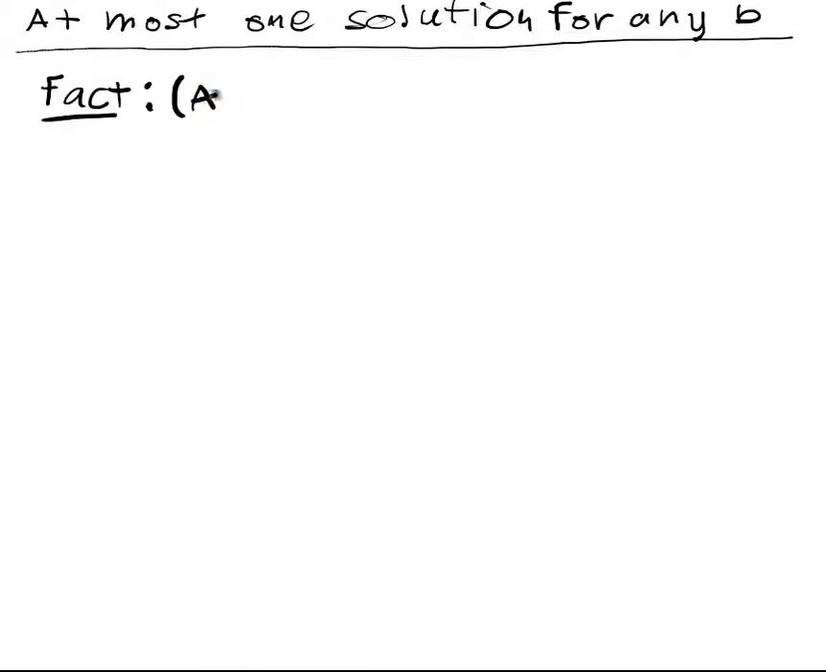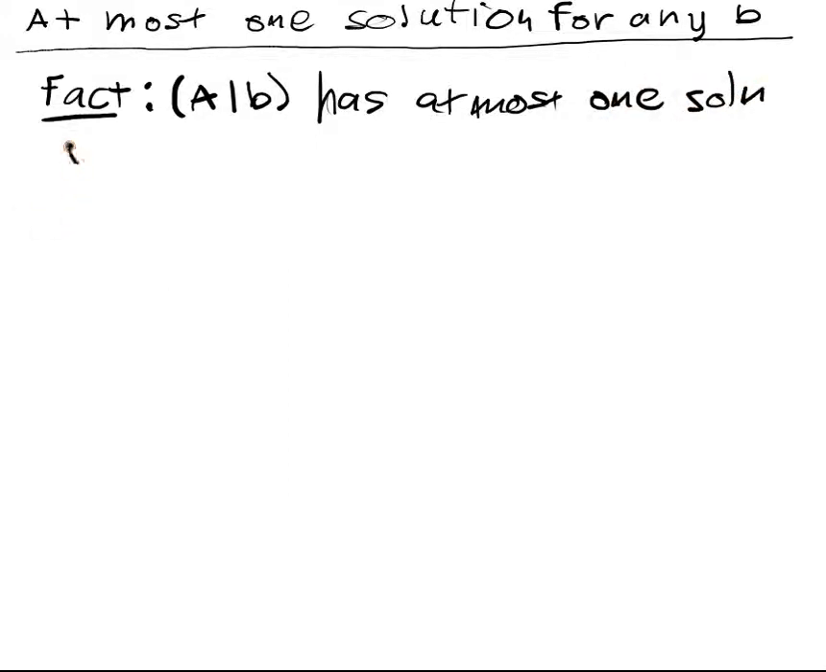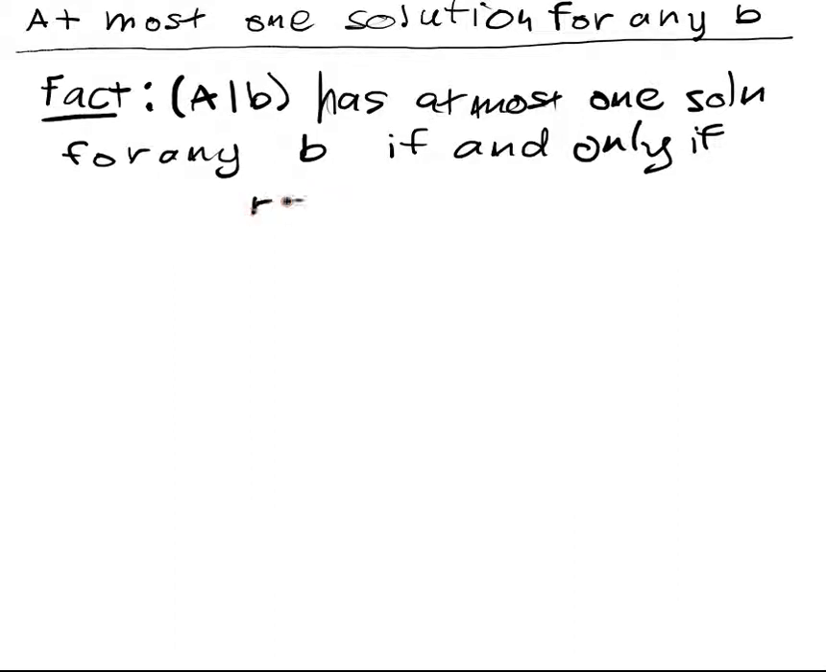So this fact is that A augmented with B has at most one solution. It could have no solution, right? For any B, if and only if, we see that if and only if showing up again, the rank of A, we have this guy showing up again, is equal to the number of columns of A, and I'll say call A when I want columns of A.